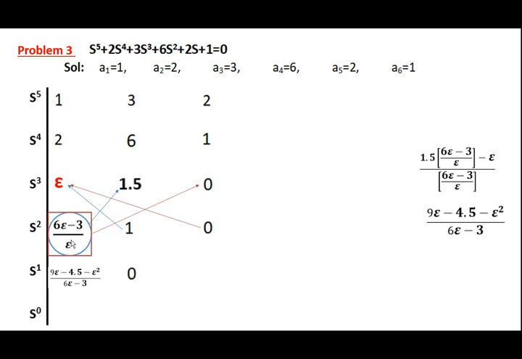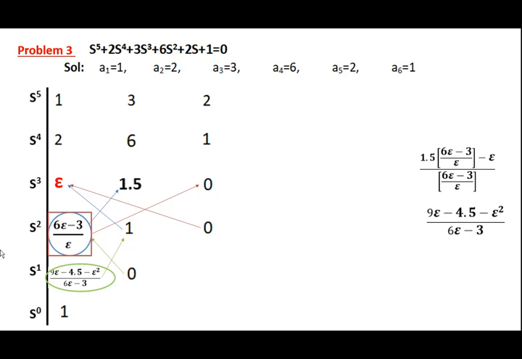After that, the last element of the root array can be obtained from this: (9 epsilon minus 4.5 minus epsilon square divided by 6 epsilon minus 3) into 1 minus 0 divided by the same term. So the same term will get cancelled. The remaining value is 1. So this completes the root array.